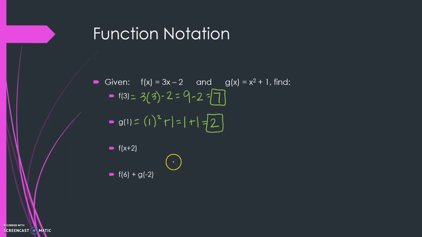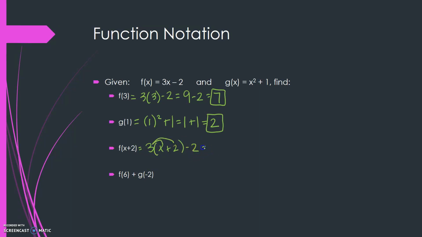f of x plus 2. Very similar to f of 3, but now instead of just one number, I have this little binomial that I'm going to plug in. So for every x, I'm going to replace it with x plus 2. So that means it becomes 3 times x plus 2 minus 2. Whenever you have a number out front of your parentheses, you have to distribute it.